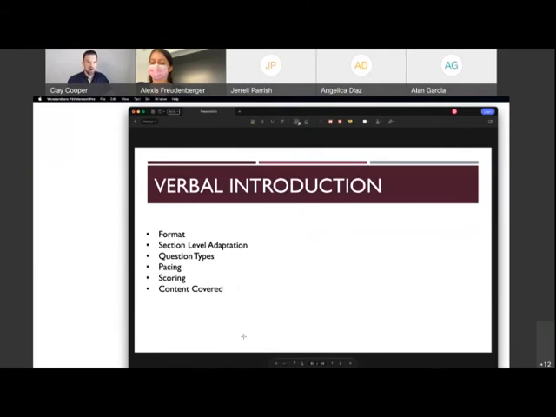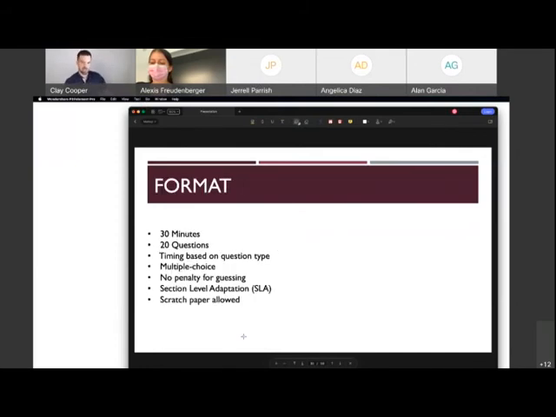All right. So let's quickly run through the verbal section as well. Verbal is 30 minutes, 20 questions, which means 1 minute and a half per question, right? A little bit less time per question. It is also multiple choice. The timing that you should use is based on the question type. So we're not going to go over pacing benchmarks for verbal because different questions take you different lengths of time. Scratch papers allowed. It is computer adaptive. There is no penalty for guessing. All that stuff is the same as the math section.